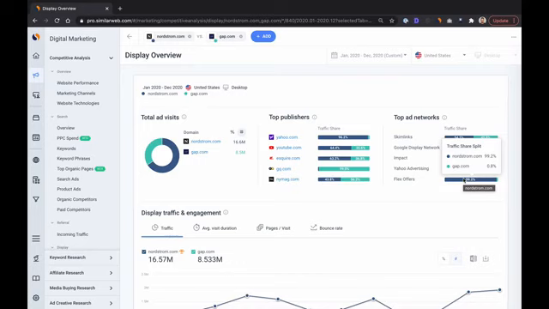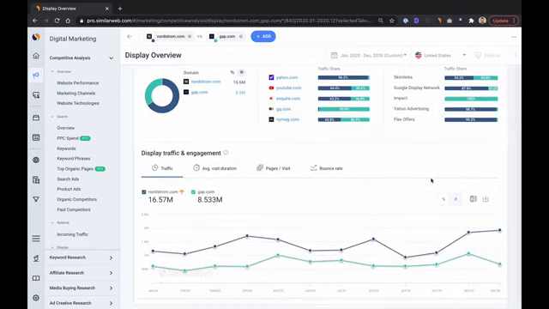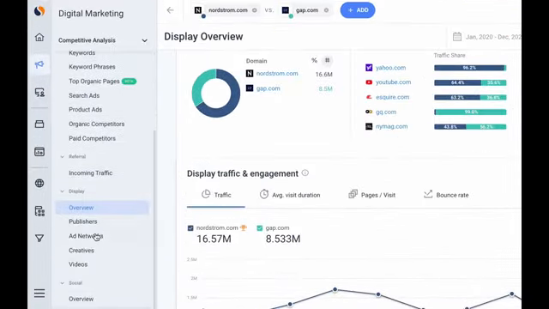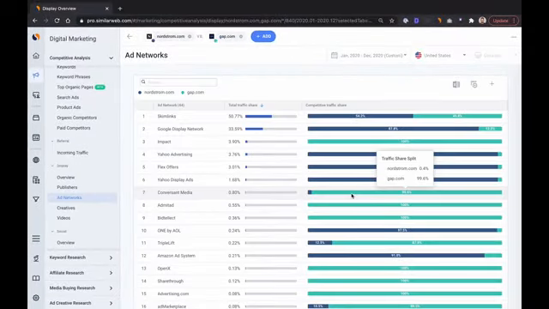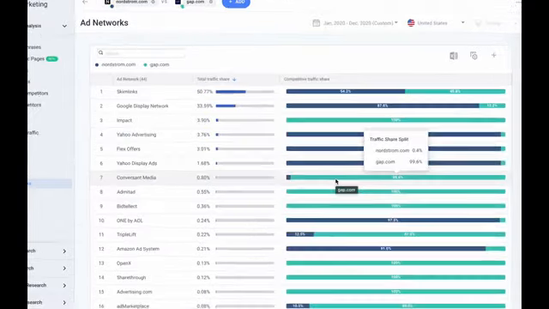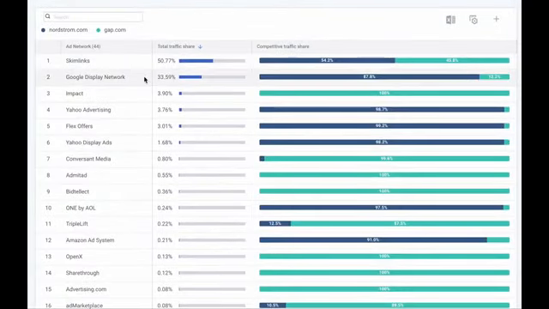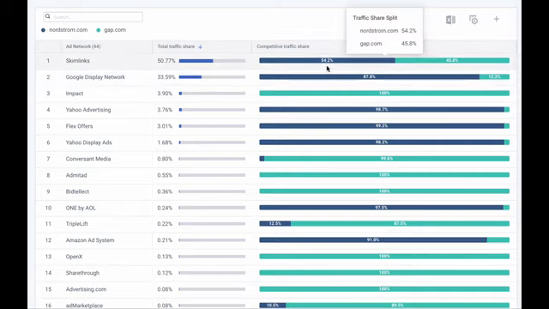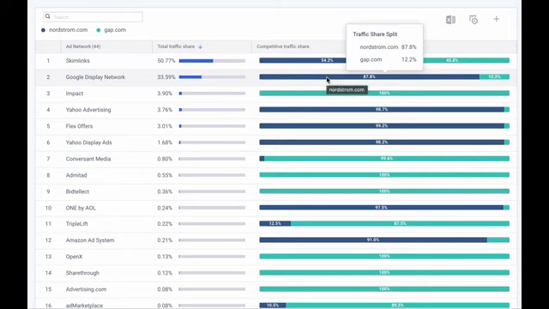Here we have an overview of the display traffic for these 2 websites, but we're going to go into ad networks, because these are the programmatic places that are driving display traffic to these sites. So wow, looks like Skimlinks and Google Display Network together make up over 85% of the total display traffic share. And Nordstrom is beating us on both fronts, look at that. So looks like places we could double down to close the display gap.